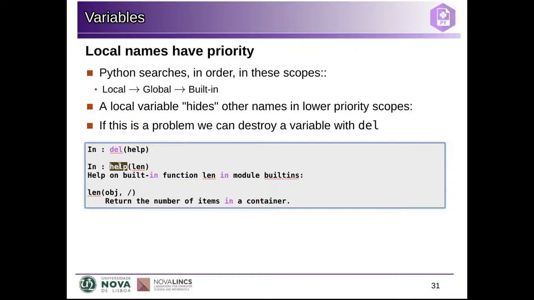And then when I use help, since this variable no longer exists, Python can find the original help function. So this will not be a problem in the source code that you're writing for your programs, but sometimes you may stumble upon this when experimenting with things or running your programs and so on. And if so, remember that you have this del function that can help you forget variables if you need that.